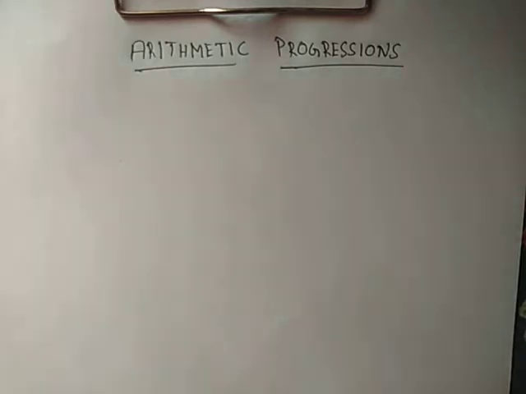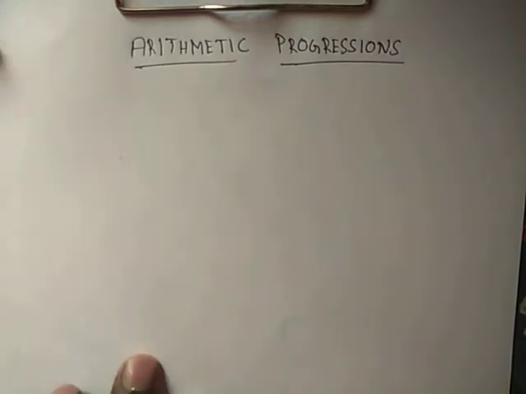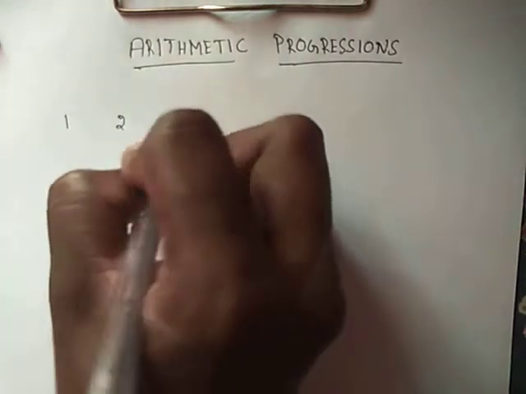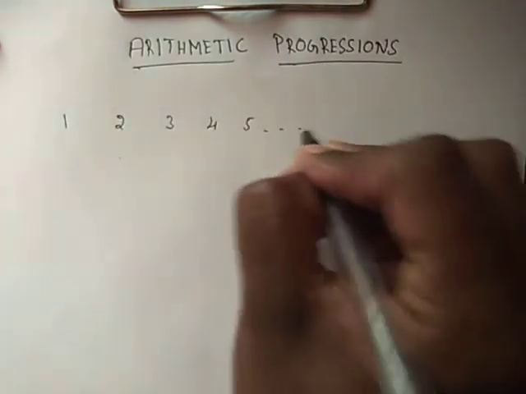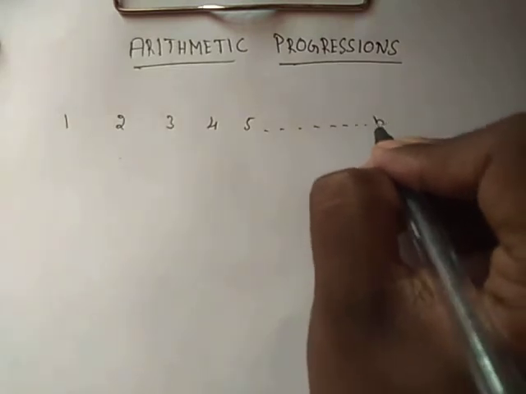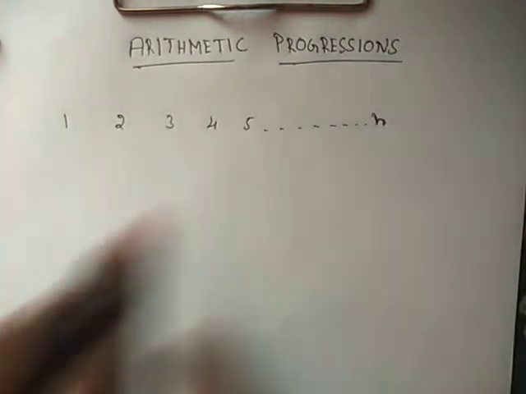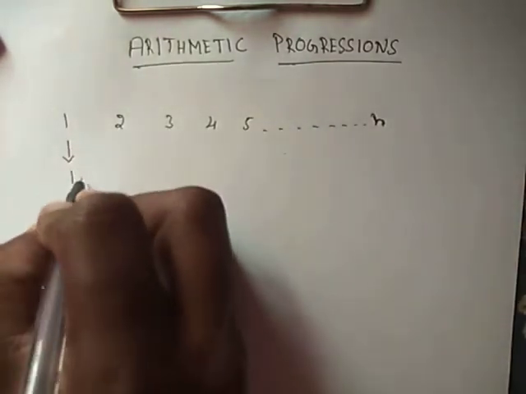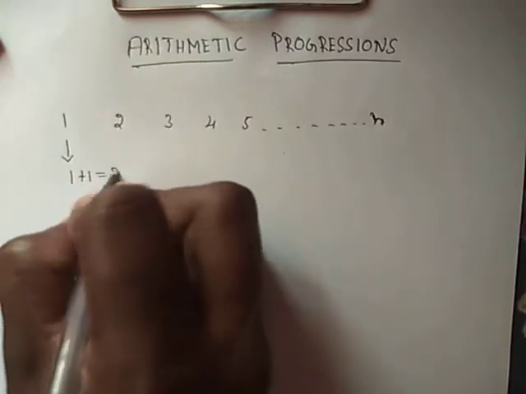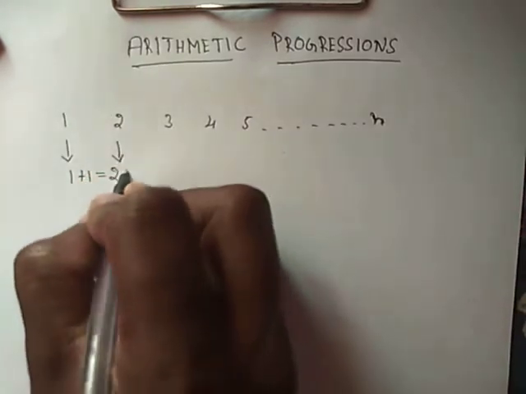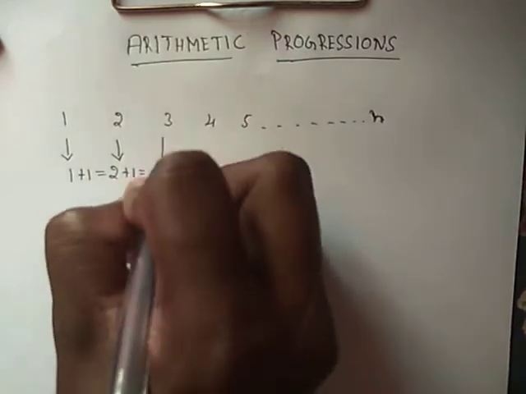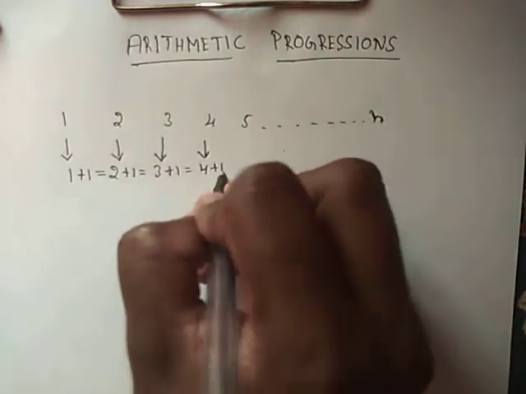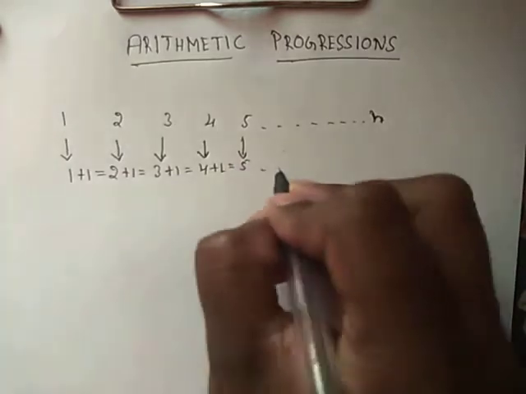To understand the concept of arithmetic progression, let us take one example: 1, 2, 3, 4, 5 up to n. In this series, if we add 1 to the first term, we get the second term. If we add 1 to the second term, we get the third term. If we add 1 to the third term, we get the fourth term. If we add 1 to the fourth term, we get the fifth term. Likewise, it continues.